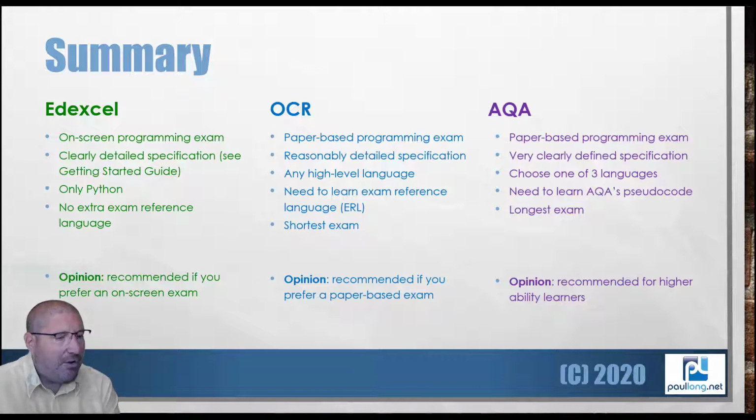AQA has a paper-based programming exam like OCR, and a very clearly defined specification. Students choose one of 3 languages to use, but they also need to know AQA's pseudocode, which is effectively their reference language, and it's the longest of the exams of the 3 exam boards. My personal opinion is that I would recommend Edexcel if you prefer the on-screen exam. I find that their specification is so clear and concise, and it's cut down on a lot of the content. If you can't do an on-screen exam, or you prefer a paper-based exam, then my recommendation would be for OCR.